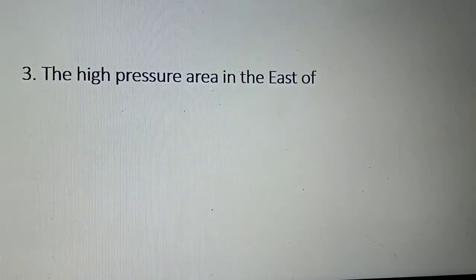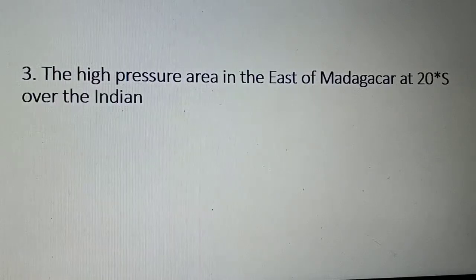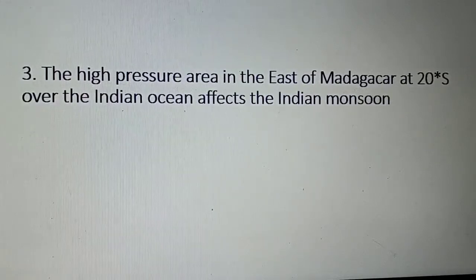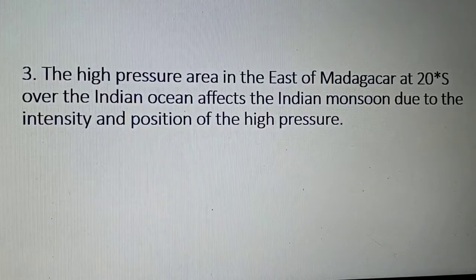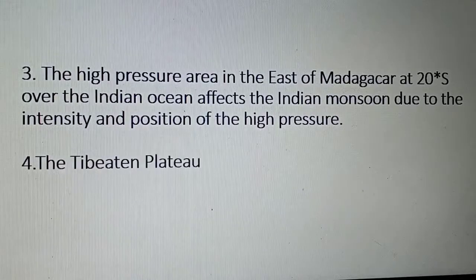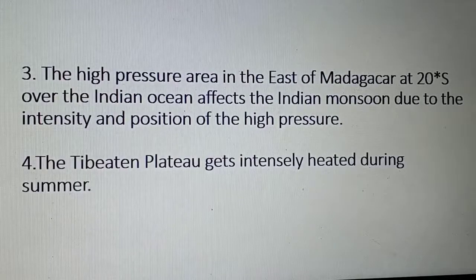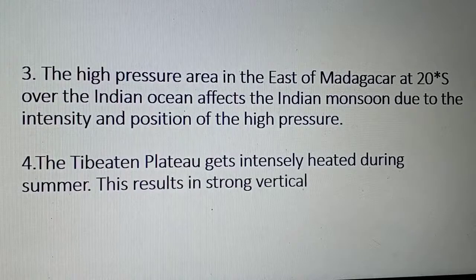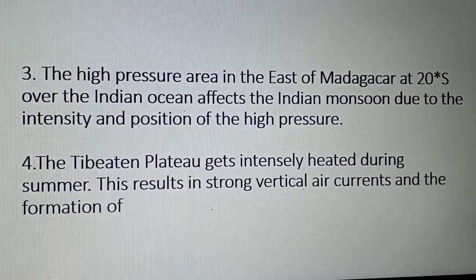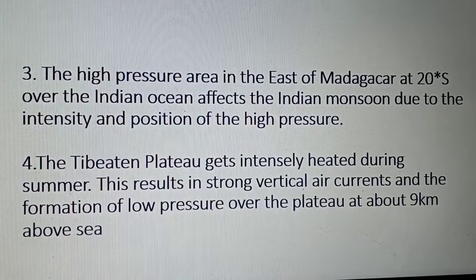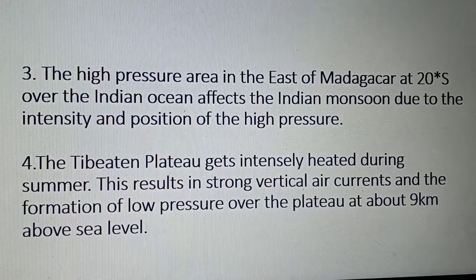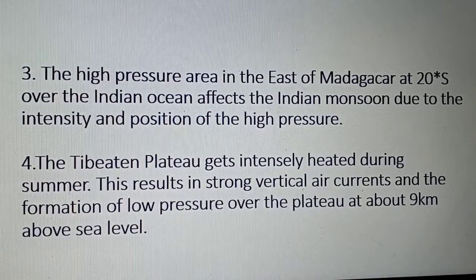And third, the high pressure area in the east of Madagascar. Madagascar is the biggest island of Africa, and is situated in the Indian Ocean. Many winds come from the Indian Ocean and enter into India, and due to Madagascar, the ocean creates high pressure at 20 degrees south over the Indian Ocean, because some winds come from Madagascar.